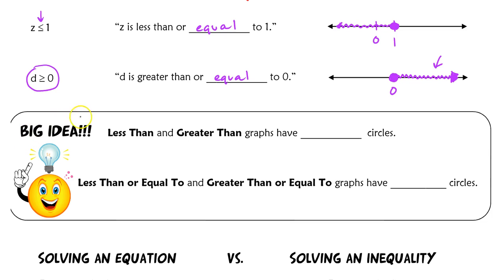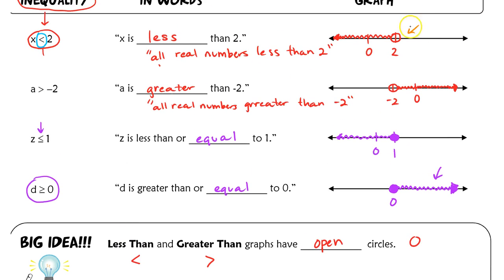Alright, so let's recap now the big idea of this part of the lesson. When we have a less than symbol or a greater than symbol, when we graph, we're going to have to make sure that we have an open circle. So you can see that example right up here. Here we have an open circle, here we had an open circle.